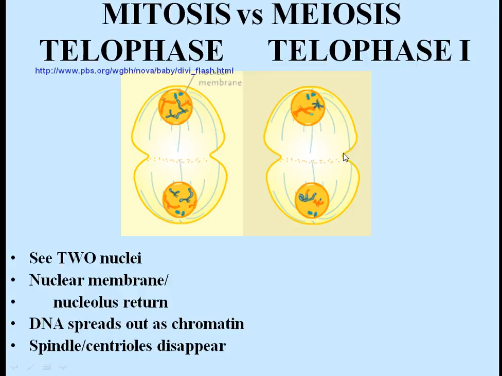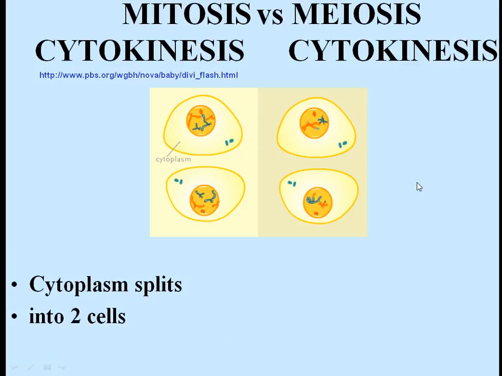Okay, and then telophase in mitosis, T for two, you can now see the two nuclei forming. The DNA is going to be spread out again as chromatin, and the centrioles, spindle fibers, will disappear. And this is the exact same thing in meiosis. So you don't really need to remember too much in that one. Okay, cytokinesis, the cytoplasm is going to split into two cells, and this is going to be the same thing in meiosis for cytokinesis 1.